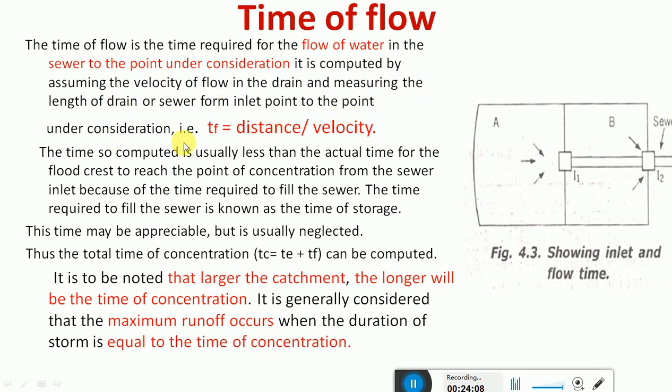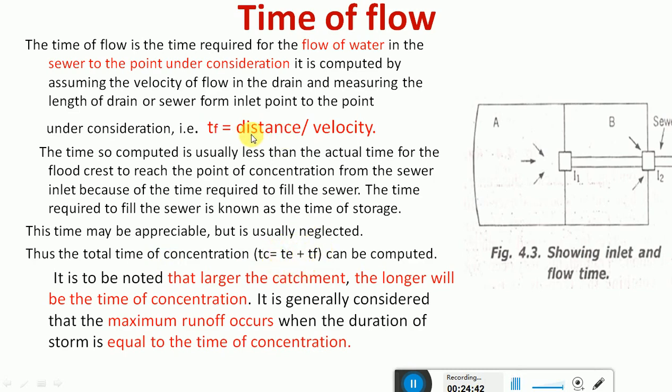Under consideration, it is defined as the distance divided by velocity. The time so computed is usually less than the actual time for the flow crest to reach the point of concentration from the sewer inlet, because of the time required to fill the sewer. That time we call the time of storage, but it is usually neglected. The total time of concentration Tc is given by TE plus TF. Here TE is the time of entry and TF is the time of flow.